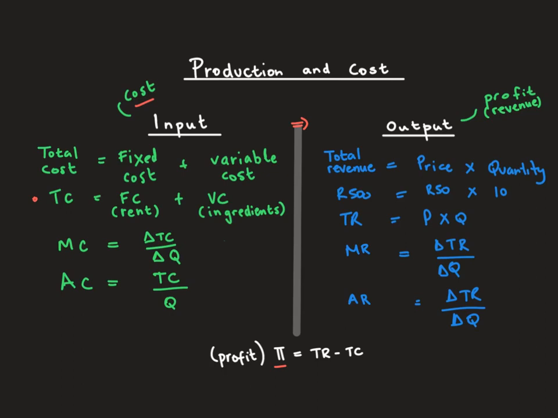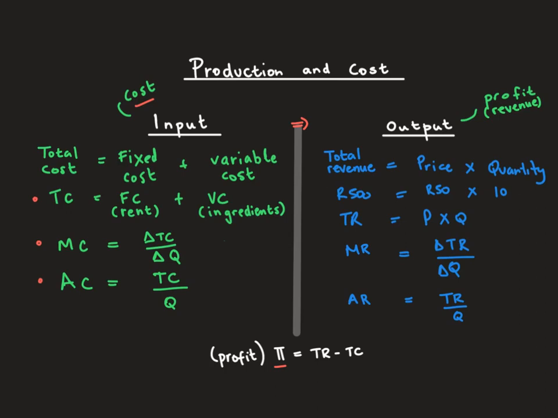The next formula is the marginal cost. This just measures the change in total cost over the change in quantity, and average cost, which is the total cost over the quantity. On the output side, we also have three equations.